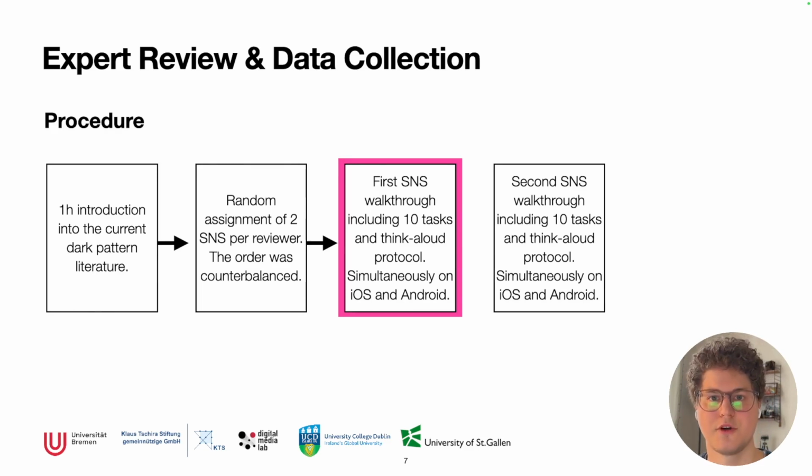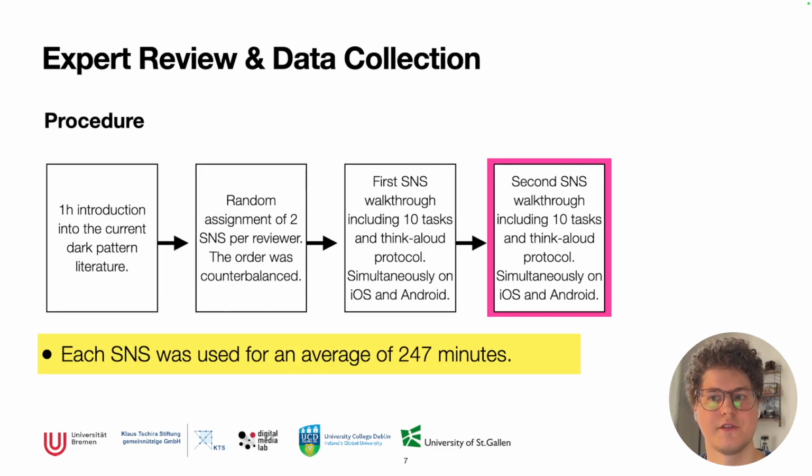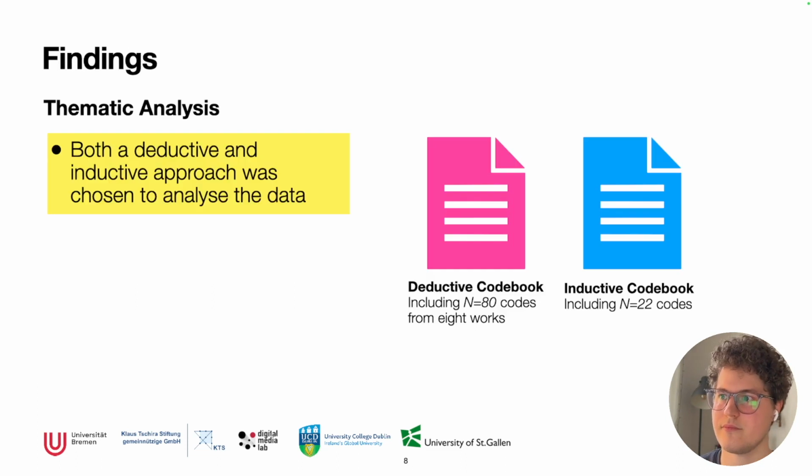These 10 tasks would be completed on both an iOS and Android device to account for any operating system specific differences. Once they finished with the first SNS, they would continue with the second, completing the same 10 tasks and the Think Aloud protocol. And once they were completed with this as well, they would return their phones to us where we retrieve the data. Each social networking service was thus used for an average of 247 minutes.